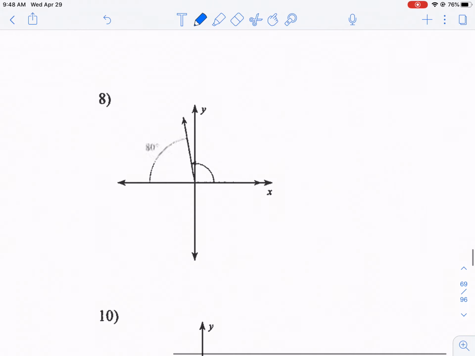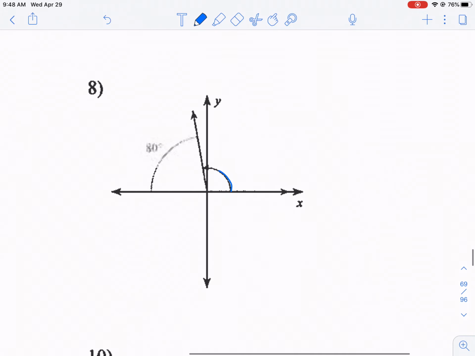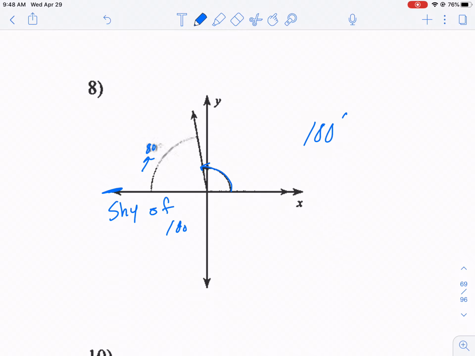Number 8, we are opening in the positive direction, and here we have an 80. This is not an 80-degree angle. This is saying I'm 80 degrees shy or short of this line, which is 180 degrees. So what number is 80 degrees shy or short of 180? Well, that's 100 degrees.